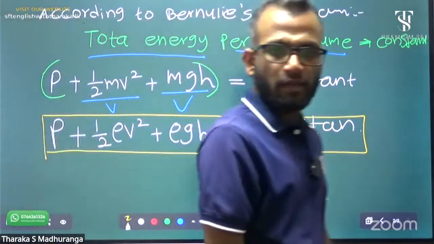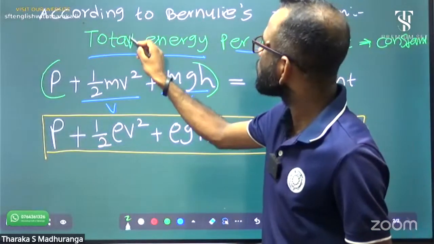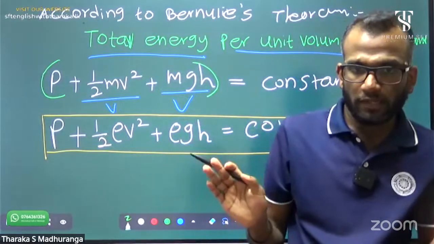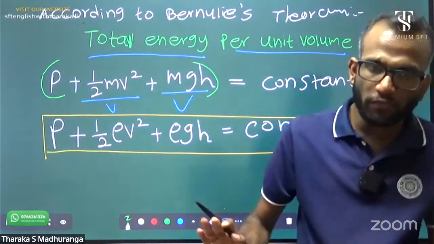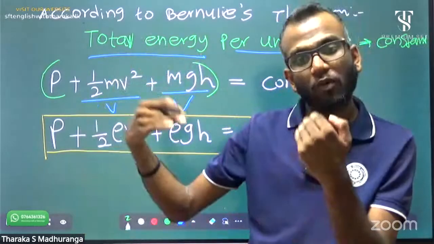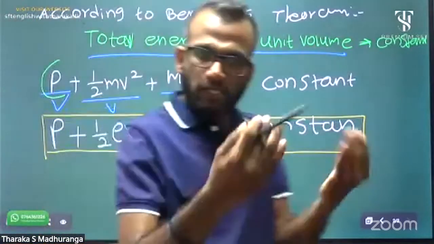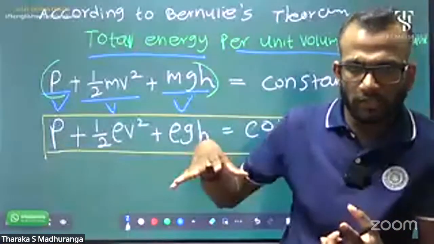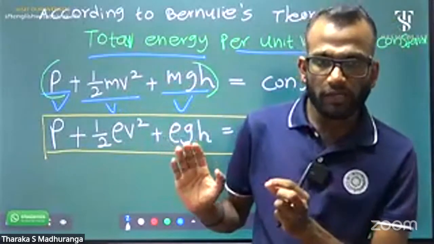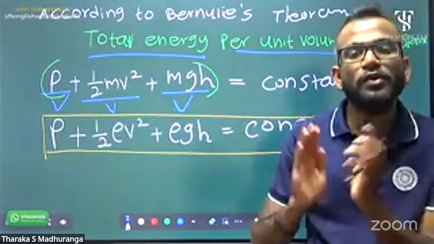According to Bernoulli's theorem, the total energy per unit volume is a constant, right? Total energy per unit volume means pressure plus kinetic energy plus potential energy, all divided by V. Pressure divided by volume is the same pressure, but kinetic energy divided by volume is half rho V squared. Potential energy divided by volume is rho gh. Now it is a constant.